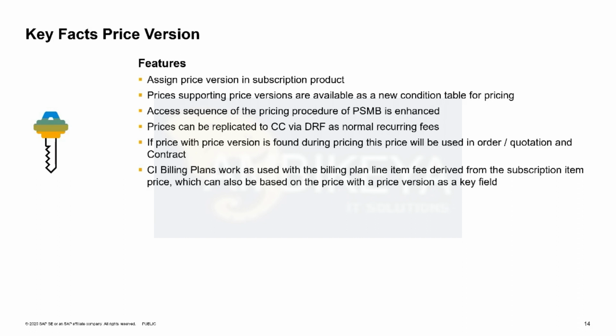And then we can replicate these prices also to conversion charging. It doesn't make a difference if it's a price with a price version or not. It's just a different access sequence. And if the price is then found with a price version, it will be used in the quotation. We can do that even with CI billing plan, but there, to be honest, the feature does not make too much sense because we are always working with very stable prices in a billing plan.